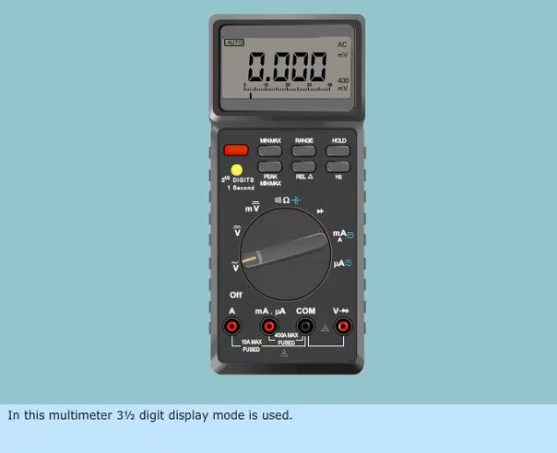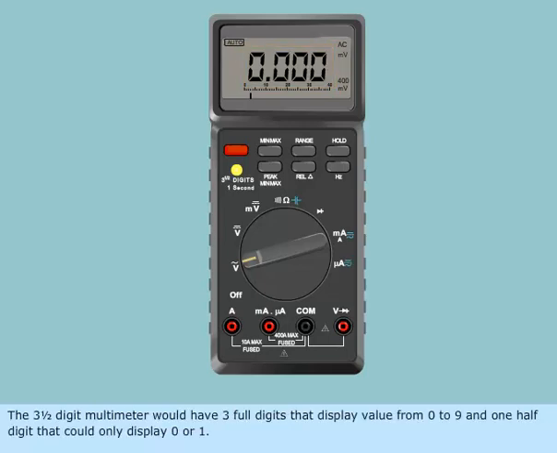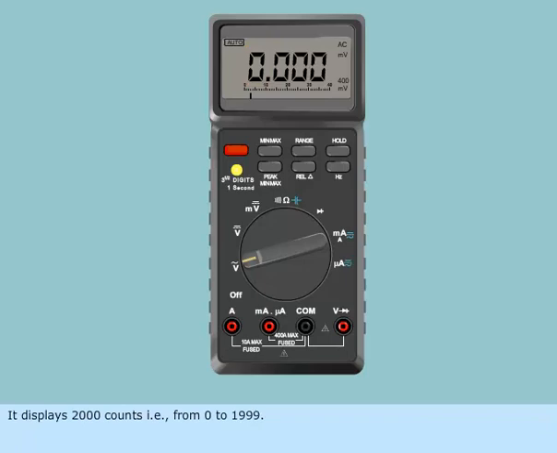In this multimeter, 3 1/2 digit display mode is used. The 3 1/2 digit multimeter would have 3 full digits that display value from 0 to 9, and 1/2 digit that could only display 0 or 1. It displays 2000 counts, in other words, from 0 to 1999.